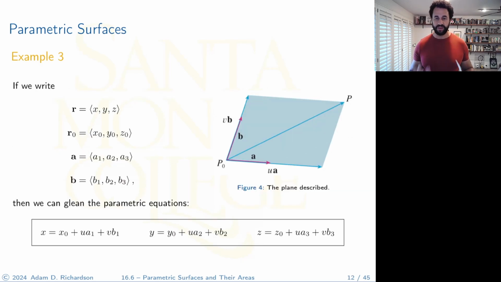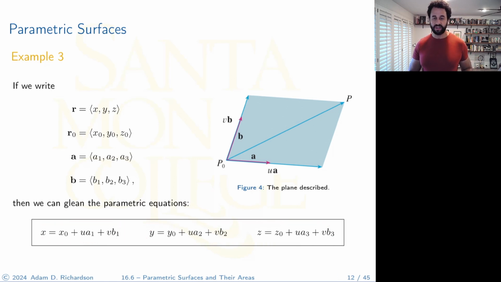Okay, now that we have the vector function, we can recover the parametric equations for the plane. So we make some basic assumptions here. Let's let r be x, y, z. r naught will denote by x naught, y naught, z naught. So that'll be the point P naught, written in vector form. We can say that A has the components a1, a2, a3, and B has the components b1, b2, b3. So then when we use our vector function representation, we can glean the parametric equations like so.